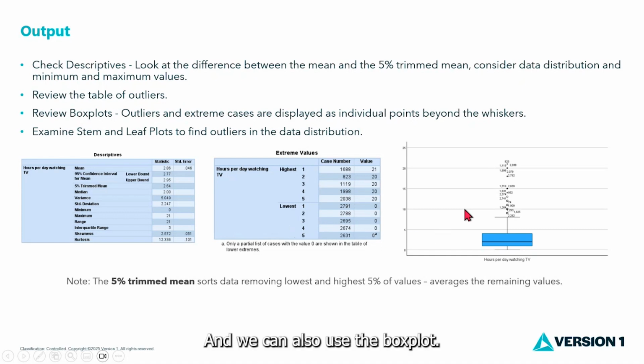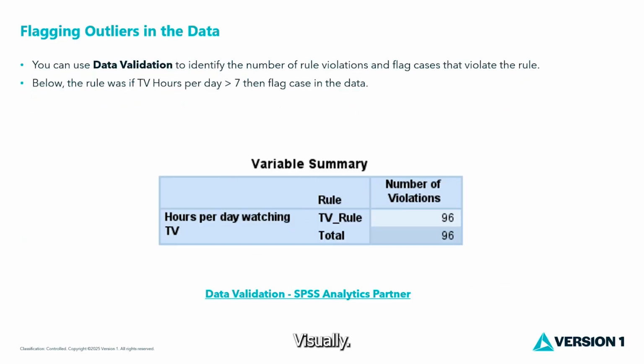And we can also use the box plot. Now, here in the box plot, the blue box is where the middle 50% of cases fall. The dark line is the median. If it's a circle, it's an outlier. If it's a star, it's an extreme case. So when you examine the box plot, you can see outliers and extreme cases visually.